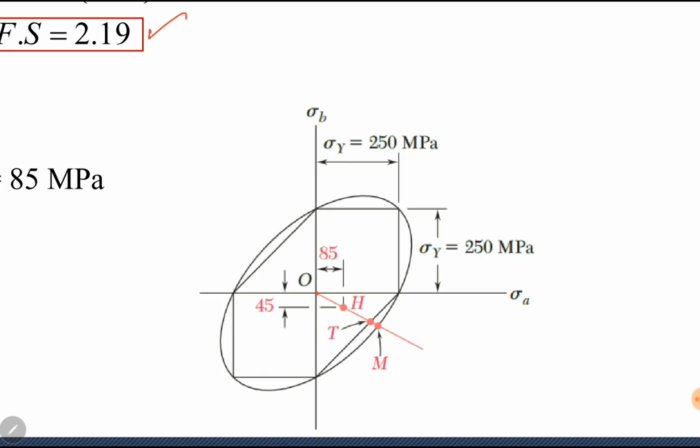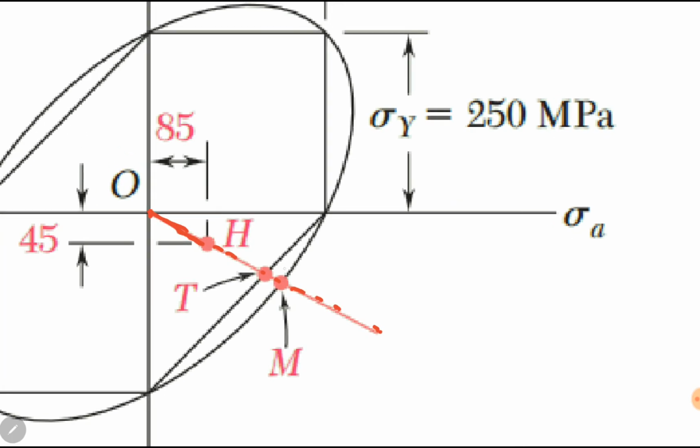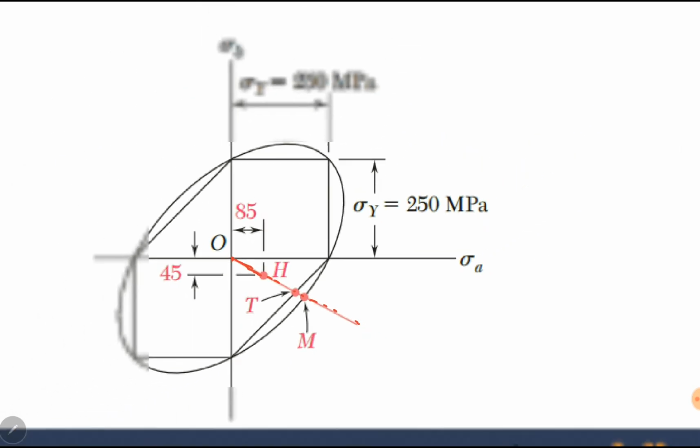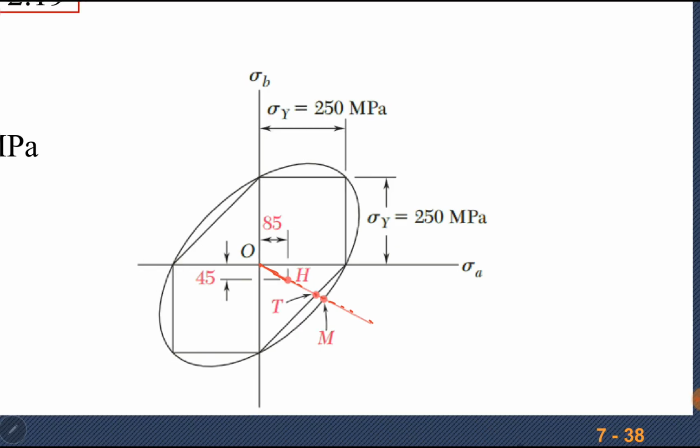So we can draw the line OH and then further extend it. It will intersect the outer envelope at point M, M denotes von Mises, and the inner envelope, the Tresca envelope, at point T. Now we can measure the length of this line, the portions OH, OT, and OM.